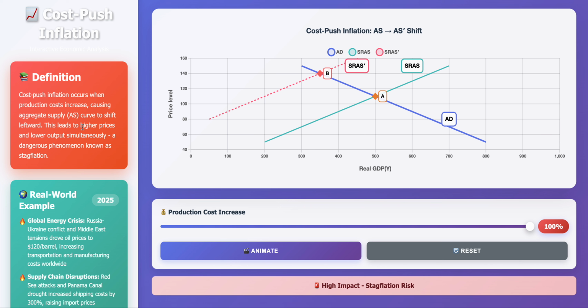How do we define it? In economic language, cost push inflation occurs when production cost increases, causing the aggregate supply to shift left, as we saw on the diagram. This leads to higher prices and lower output simultaneously. A dangerous phenomenon, also known as stagflation, is caused because of this.